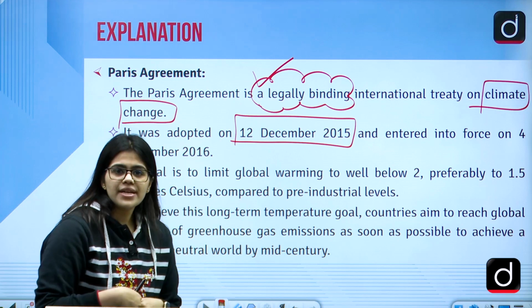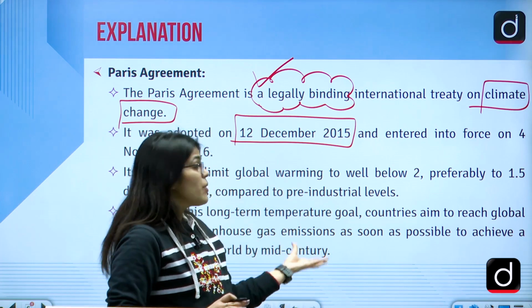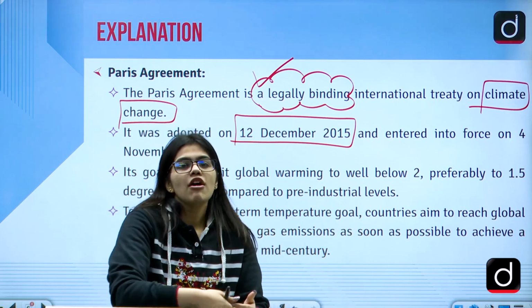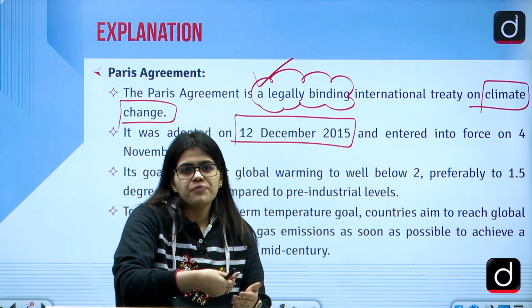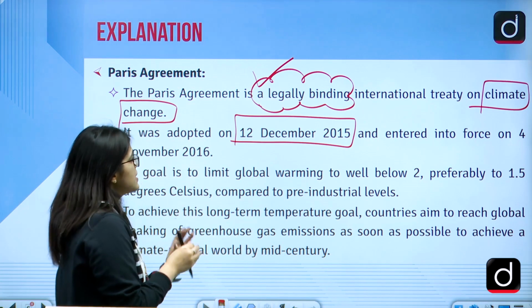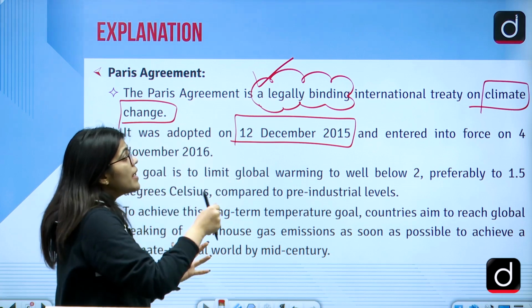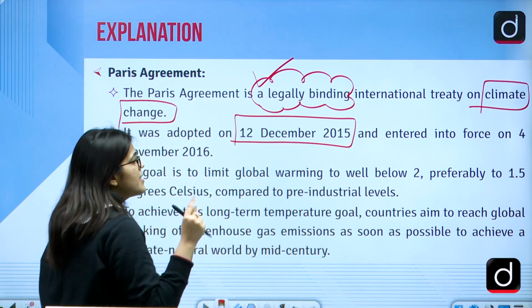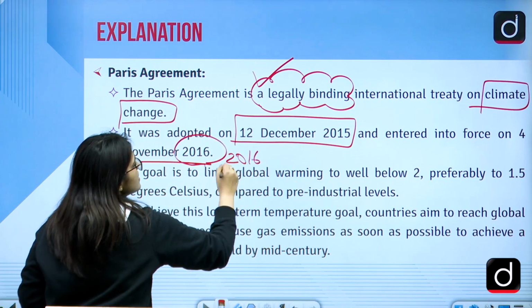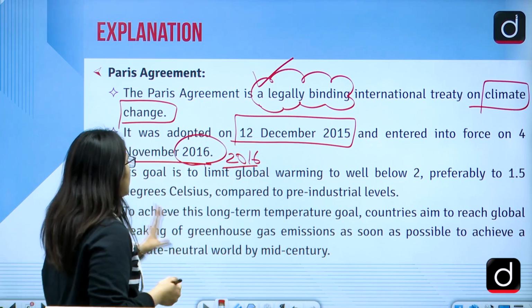They adopted it. We always see that we adopt protocols early, but they come into being, or start, after a lot of time. So there was a difference of 1 year. On 12th December 2015, they adopted the Paris Agreement, but when did it enter into force? It entered into force on 4th November 2016. So this is the time when we started to talk about climate change.